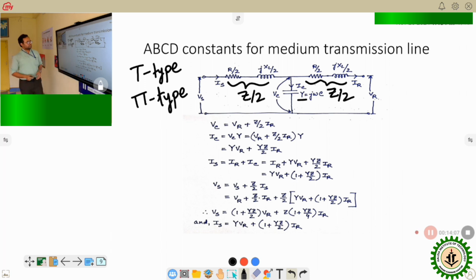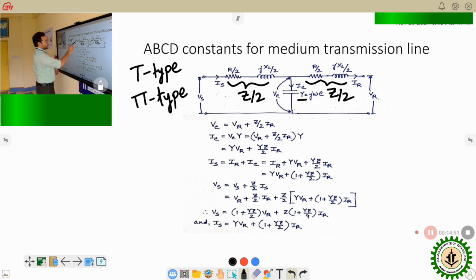Now, from this circuit, we can say that Vc is equal to Vr plus Z by 2 into IR. Vc is the voltage across the shunt admittance, and IC is equal to Vc into Y. So by replacing the value of Vc, we get IC is equal to Vr plus Z by 2 IR whole multiplied by Y, which gives YVR plus YZ by 2 into IR.